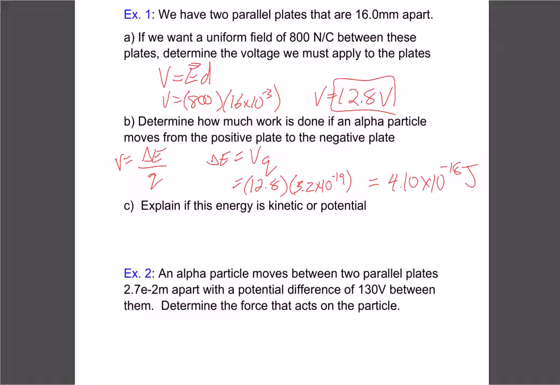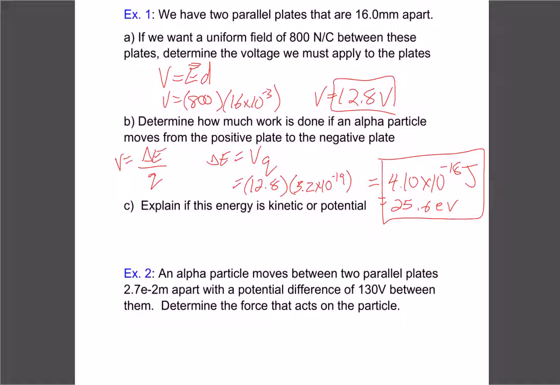Or if we wanted to leave it in electron volts, remember, we would just go 12.8 times 2, right? The value of 2 electrons, or 2 base units. So 12.8 times 2 would give us 25.6 electron volts. So those two answers are the same, just depending on which unit we want to use.